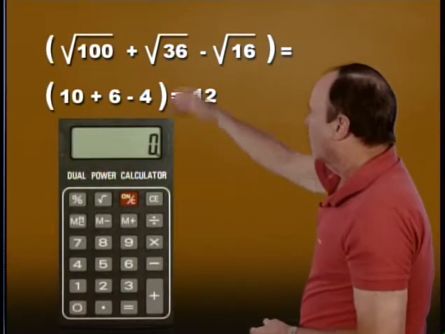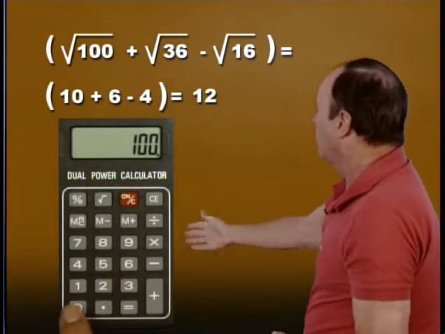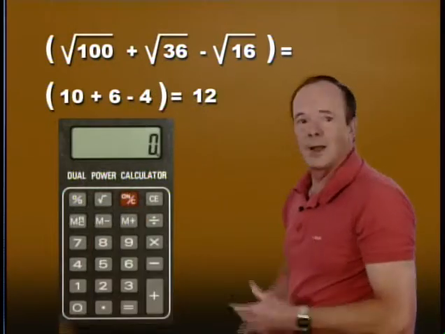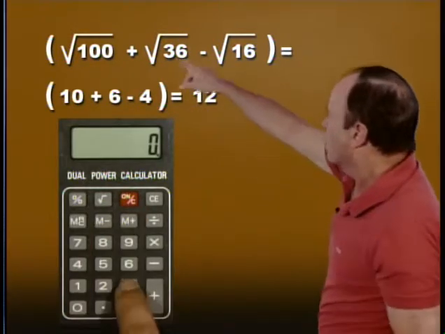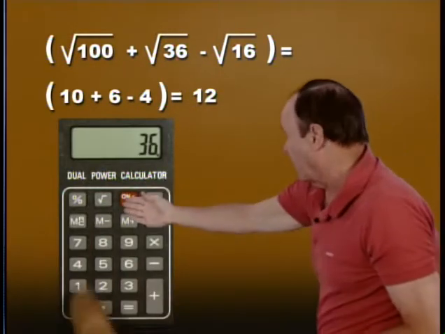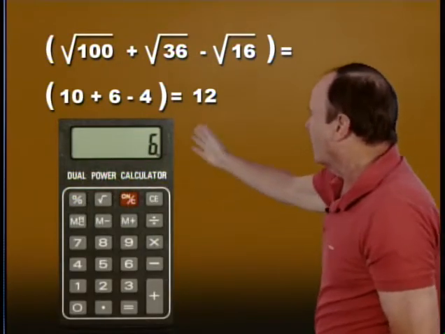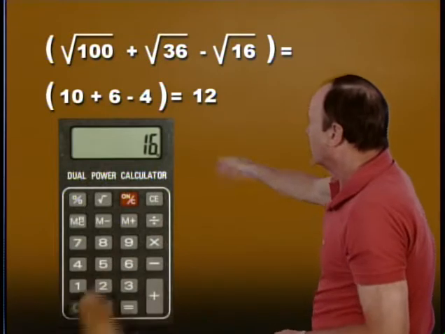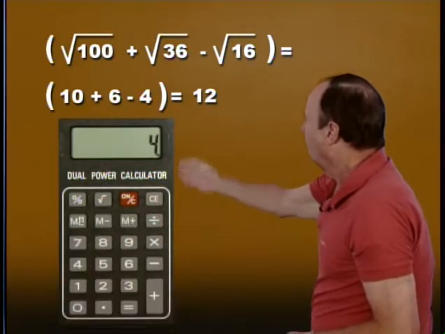We can take the square root of 100, so all we have to do is put in 100 and hit the square root button, and the answer is 10. You might have known that in your head, but why not use the calculator? Then we'll do the square root of 36, so put in 36 and hit the square root button, and you get 6. Once again, you might have known that in your head. And then the square root of 16, put in 16, hit the square root button, and you get 4.